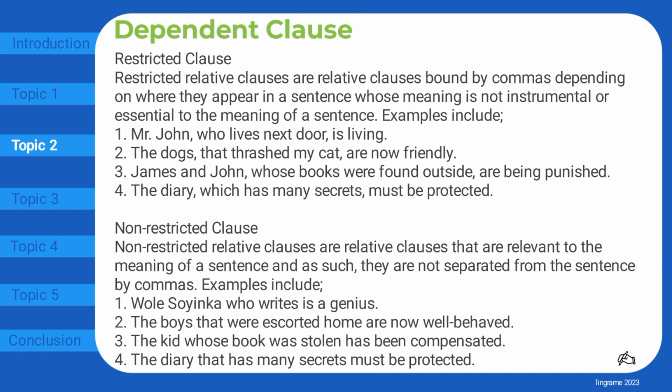Non-restricted clause. Non-restricted relative clauses are relative clauses that are relevant to the meaning of a sentence, and as such, they are not separated from the sentence by commas. Examples include, Wole Soyinka, who writes, is a genius. The boys that were escorted home are now well behaved. The kid whose book was stolen has been compensated. The diary that has many secrets must be protected.